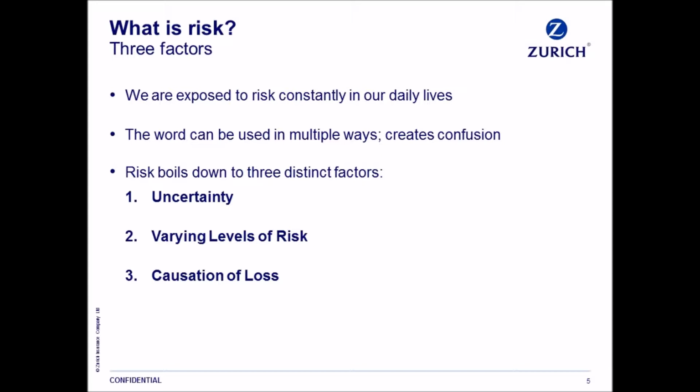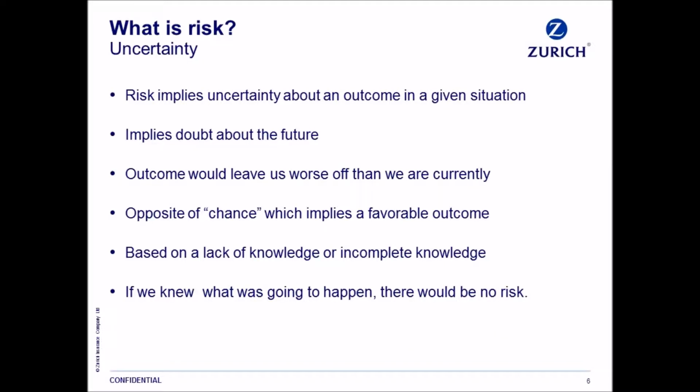Uncertainty, the varying levels of risk, which Dr. Weinreich already touched on, and causation of loss. So to most people, risk implies a degree of uncertainty about an outcome. So there's doubt about the future, and that the outcome would leave us worse off than we are now.